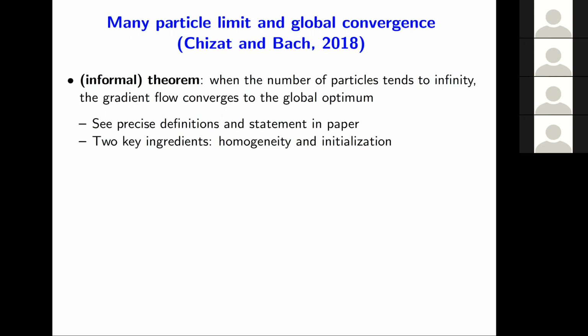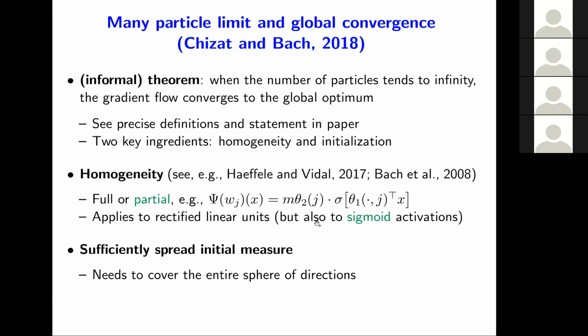And this comes with two ingredients. The first one is homogeneity. We need some properties about our prediction functions and some initialization. For homogeneity, the psi function, the prediction function, has to obey some form of homogeneity: if you multiply the parameter by a constant, the output is multiplied by that constant to some power potentially. It has to be partially homogeneous. This is true for neural networks because you are at least homogeneous with respect to the last layer. It's also true globally if sigma is the so-called rectified linear unit, the max of its argument and zero, often called the positive part.